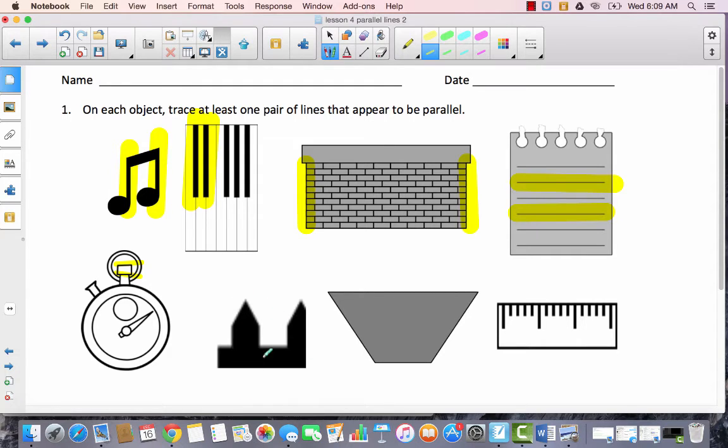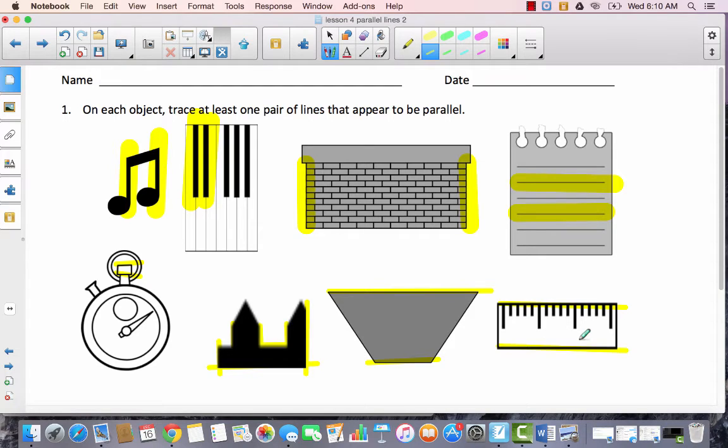Okay, now this looks like a silhouette of a castle or something, but this would be parallel to this, and this is parallel to this, and this. These are all parallel to each other. You could also have said these lines that are going horizontal are parallel. Now in this figure, I only see one set of parallel sides or lines. I see the top is parallel to the bottom. Now in the ruler, the top is parallel to the bottom. The sides are parallel, and all of these little line segments are parallel to each other.